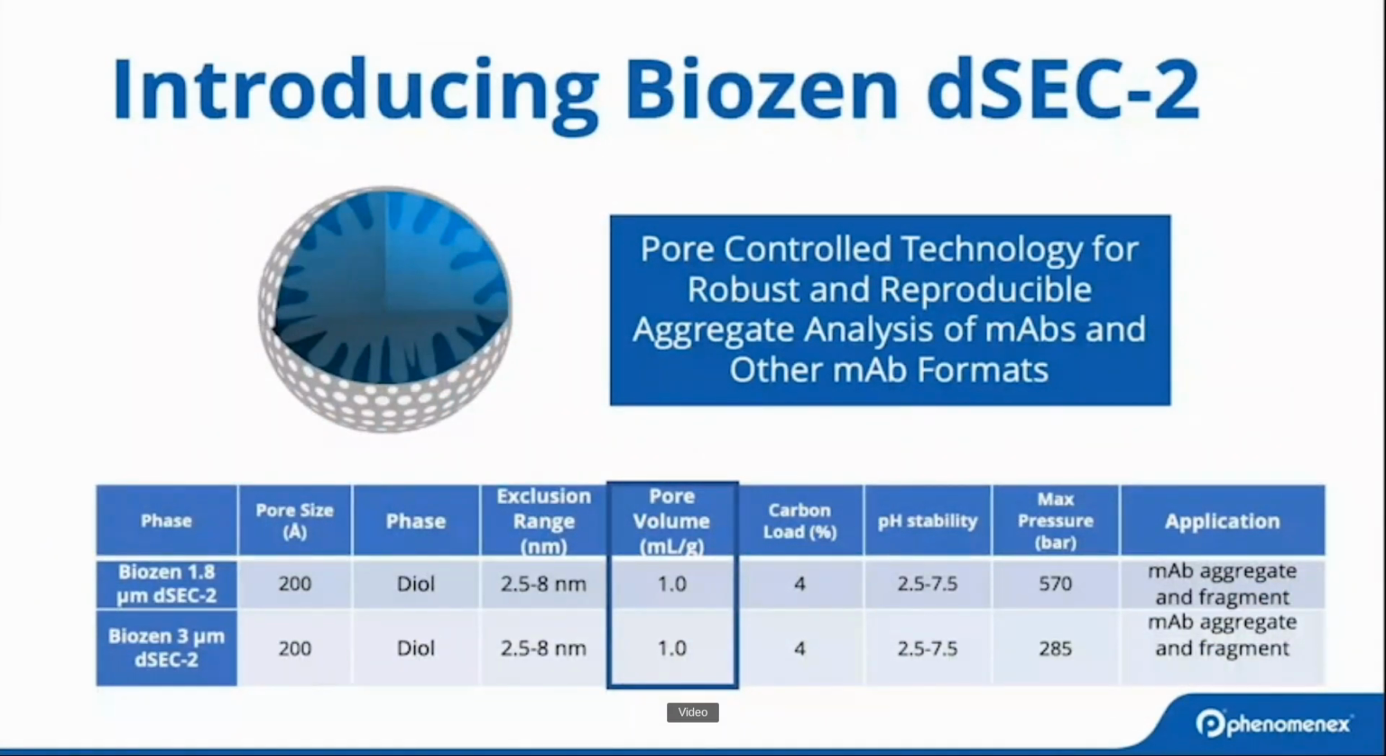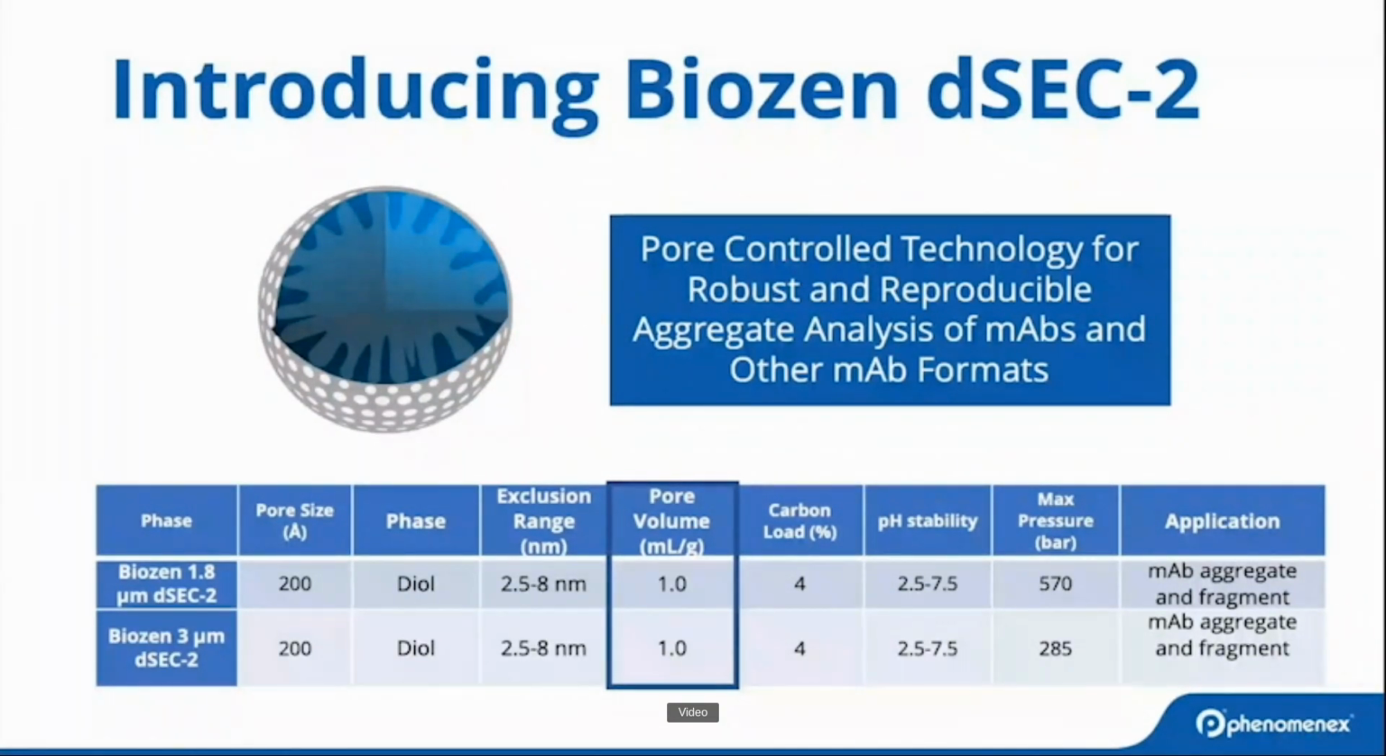Pore size is critical to column performance. Today we're going to look at our new size exclusion column, the Biozen DSEC2, which is a 1.8 and a 3 micron particle platform, and it features the pore control technology. Again, pore size and distribution are what are most important when we're looking at performance for size exclusion.